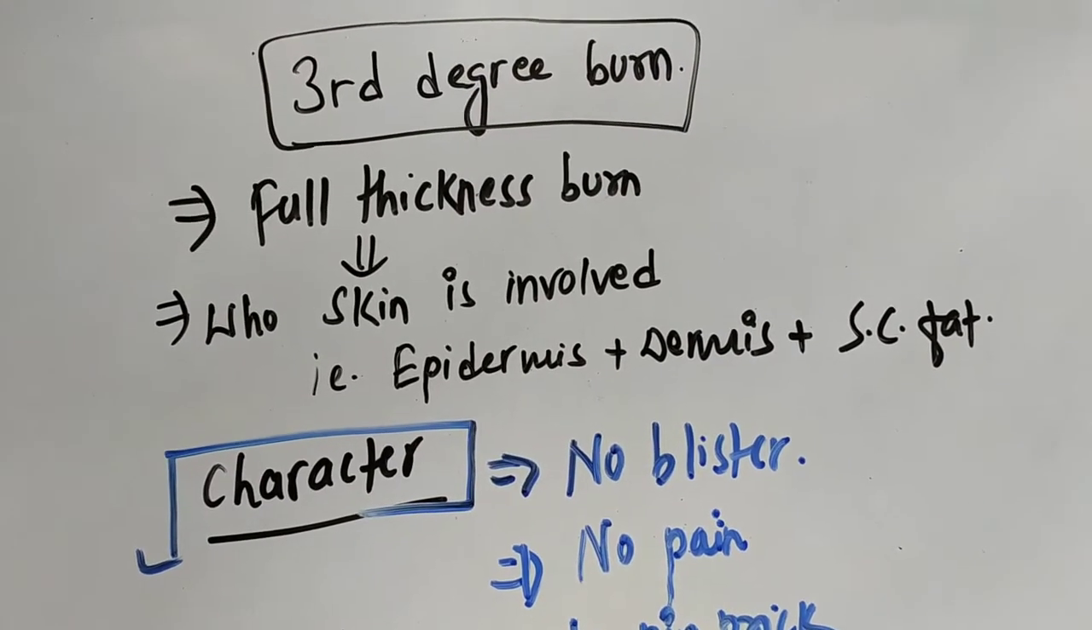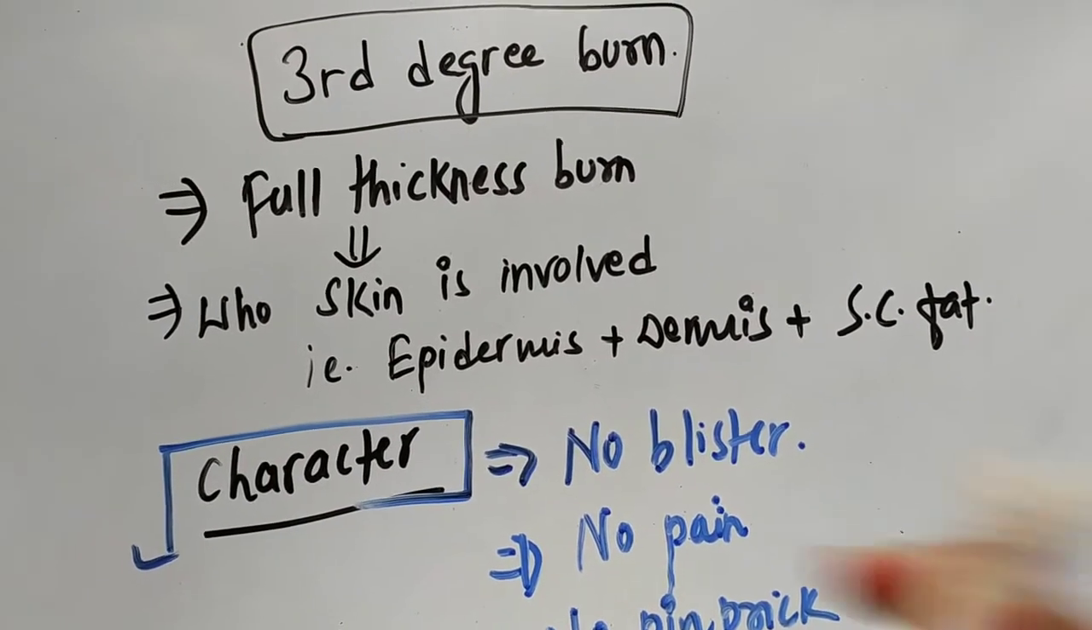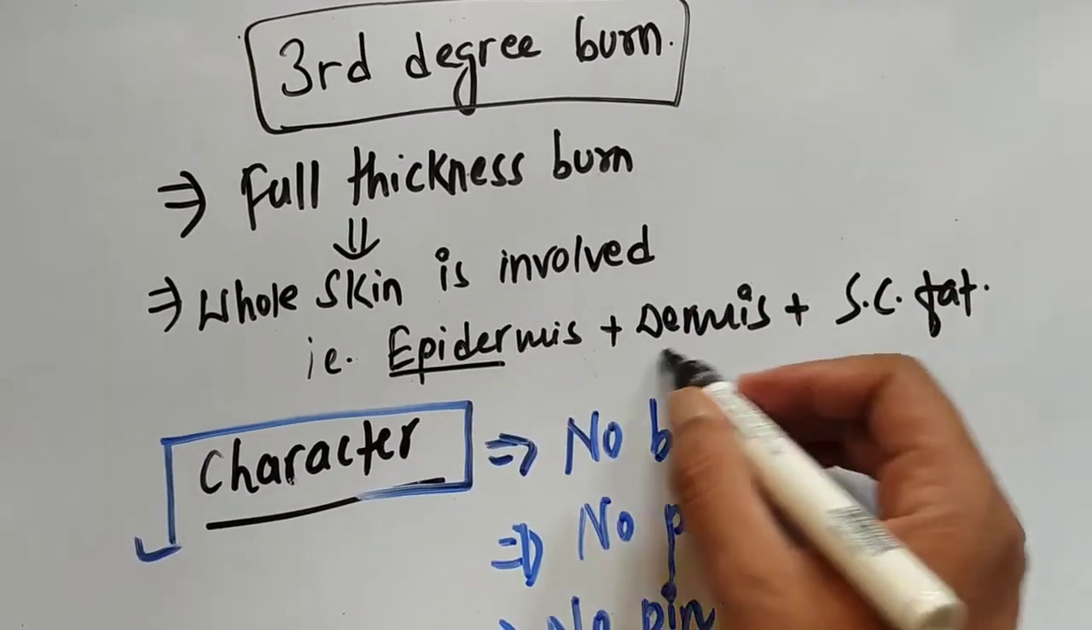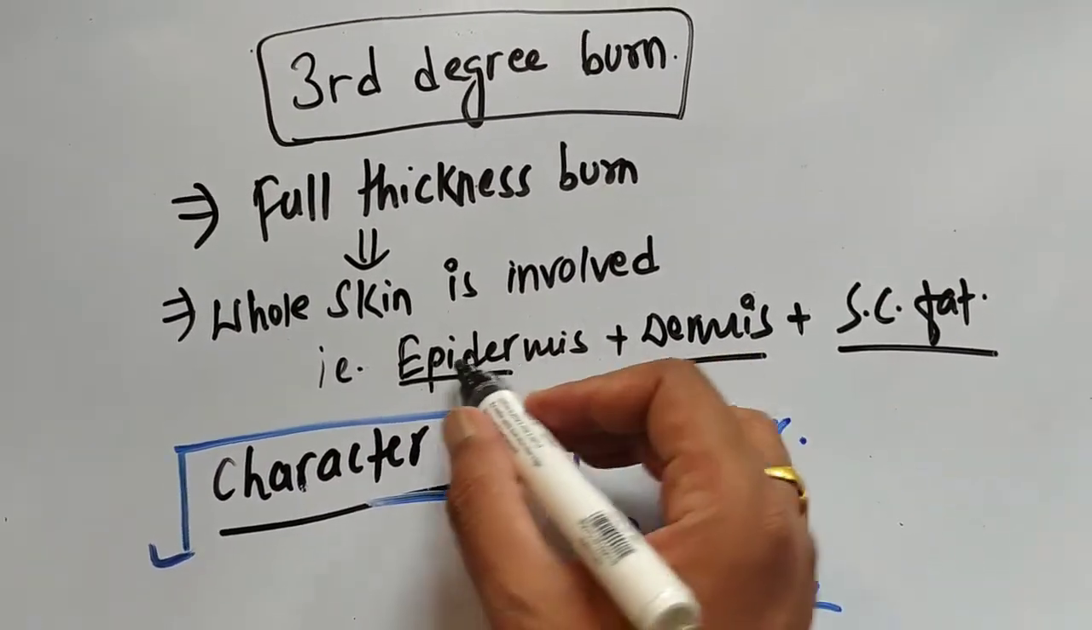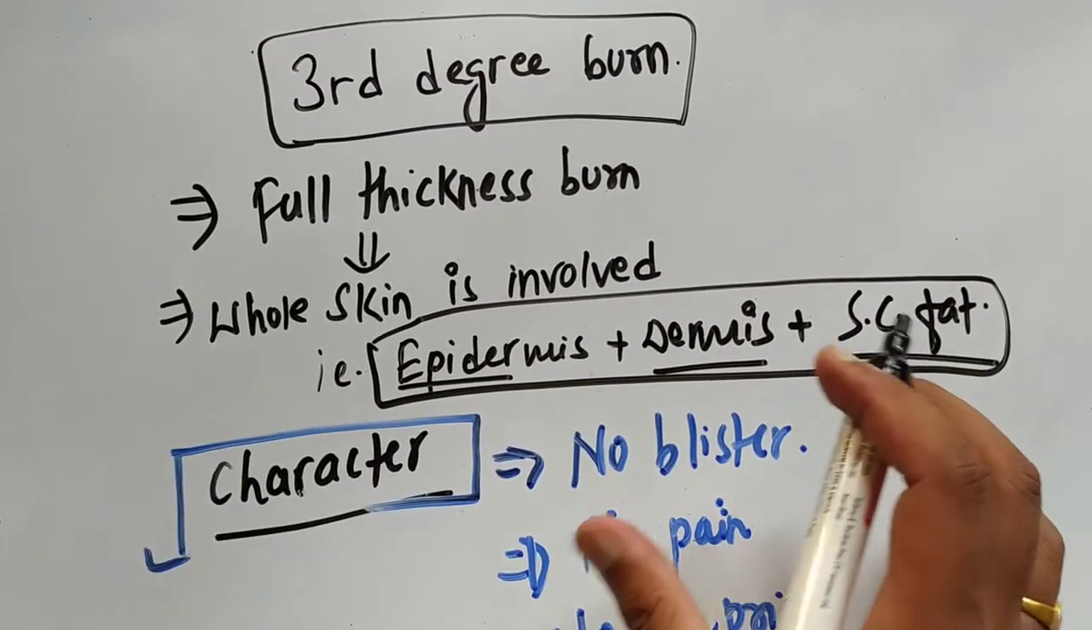Now let's see the third degree burn. The third degree burn is known as full thickness burn. The whole skin is involved in this burn: the epidermis, the dermis, and the subcutaneous fat. So the whole of the skin is involved in this burn, so it is also known as full thickness burn.